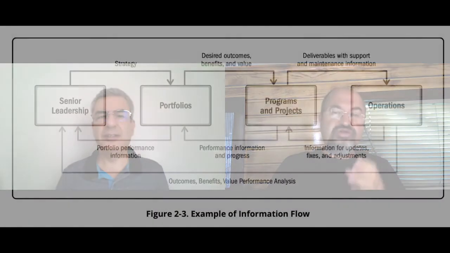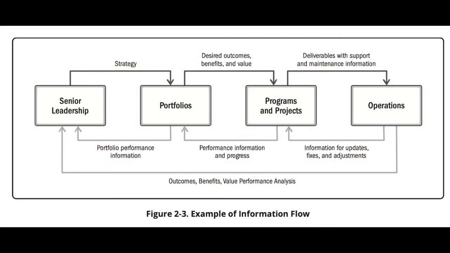You mentioned that all these influence each other. Figure 2-3 on the screen shows these. Can you explain this figure to us? Yes, it shows the flow of information. Black arrows represent information from senior leadership to portfolios, portfolios to programs and projects, and then to operations.